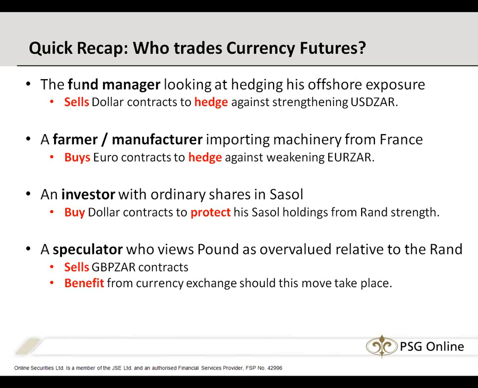And most of the time we'll be trading currency futures as a speculator, taking advantage of movements. So for example, your view is that the pound is overvalued relative to the rand. You'd sell the pound relative to the rand. Okay, so you benefit from the currency exchange rate should this move take place. So those are just some examples. I know one of my colleagues, he's selling a CFA, and obviously that CFA is to pay for that course in dollars.